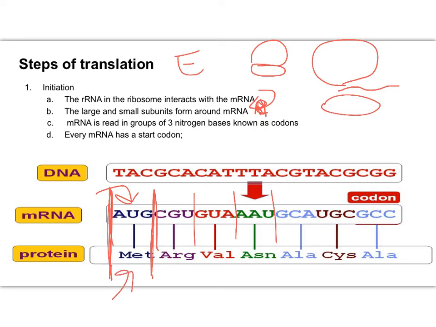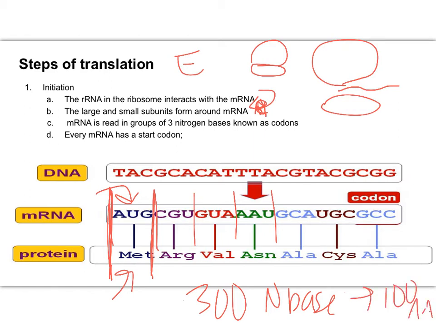So if I had a messenger RNA sequence that had 300 codons on it, then it would code for 300 amino acids, because one codon codes for 1 amino acid. But if I had an RNA strand that had 300 nitrogen bases, they're done in groups of 3, and so that would code for 100 amino acids. So one codon, 1 amino acid, one codon is 3 nitrogen bases.